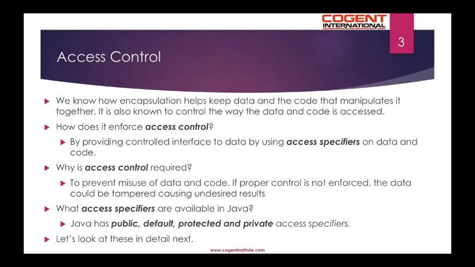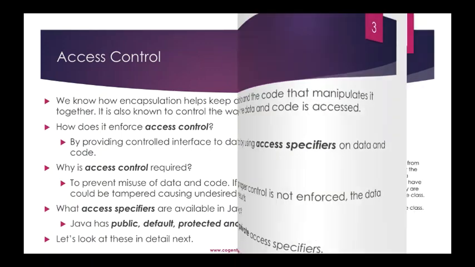Why is access control required? Access control is required to prevent misuse of the data and the code. If proper control is not enforced, the data could be tampered with, causing undesirable results. So what access specifiers are available in Java? Java has public, default, protected, and private access specifiers. Let's look at these in detail next.